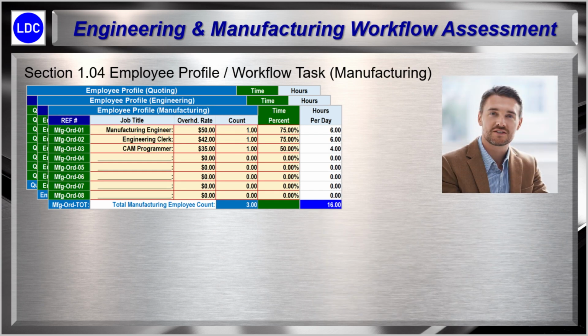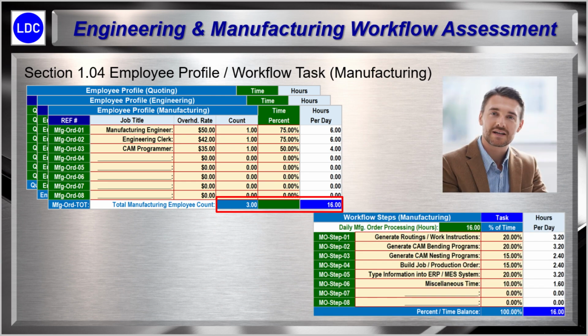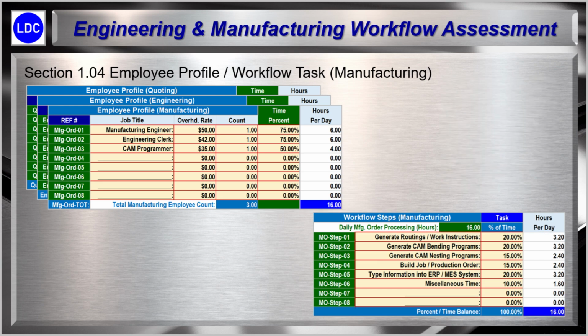In our illustration, there are 3 people that are dedicated to the manufacturing workflow process, which results in a manufacturing capacity of 16.0 hours per day with the percentage of time entered that is dedicated to the manufacturing workflow process. The following 6 manufacturing workflow tasks are proportioned to equal 100%, which will calculate 16.0 hours to match the above chart and will be used to show potential savings.